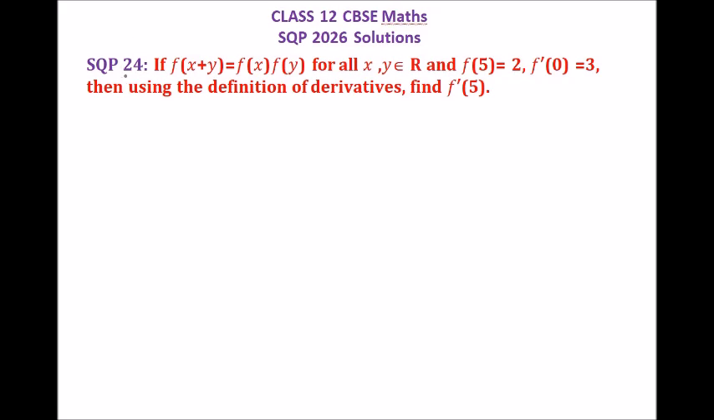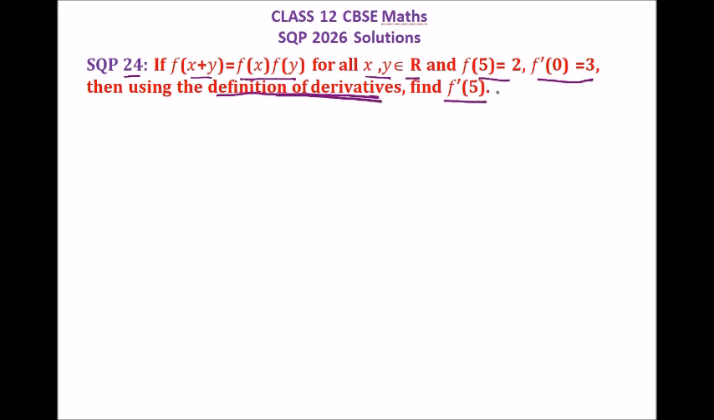Question number 24. If f of x plus y is equal to f of x into f of y for all x and y element of R, and f of 5 is equal to 2 and f dash 0 is equal to 3, then using the definition of derivatives, find f dash 5.